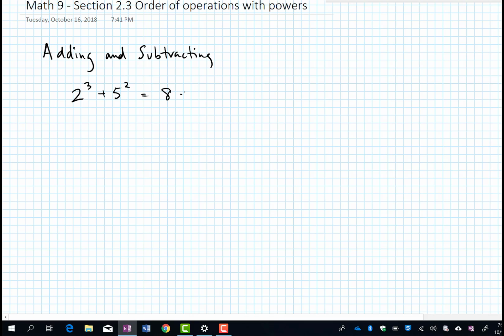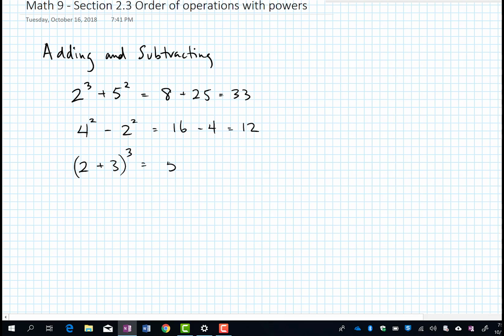This is just a short lesson about order of operations with powers. With adding and subtracting, there's really no shortcuts to take. You simply have to evaluate them following the rules. 2 cubed plus 5 squared is simply 8 plus 25, which is 33. 4 squared minus 2 squared is simply 16 minus 4, which is 12.